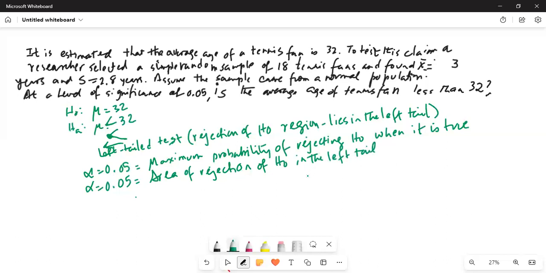Okay, so we know n is equal to 18, which is less than 30. The sample came from a normal population. That is important to know. And s is 2.8.